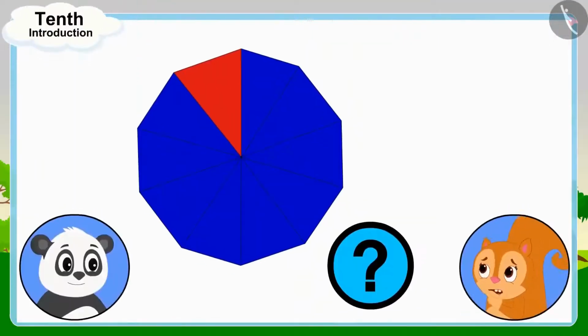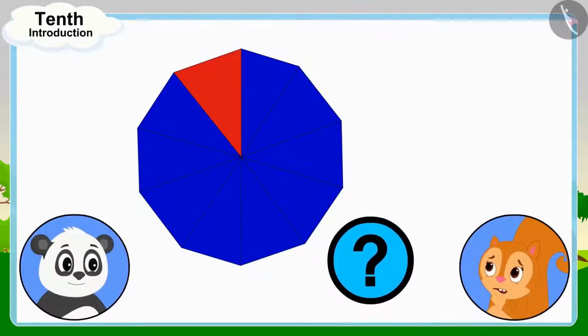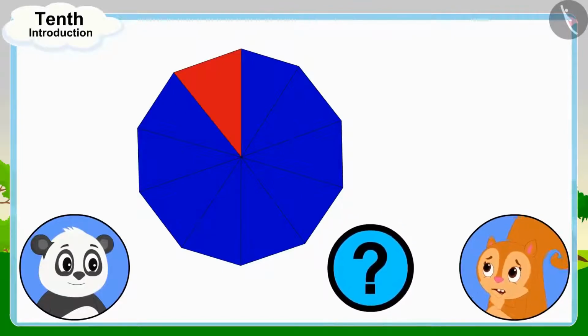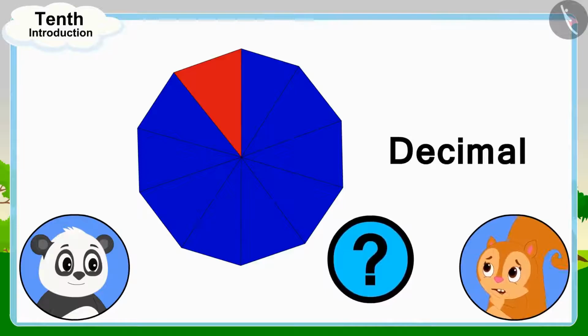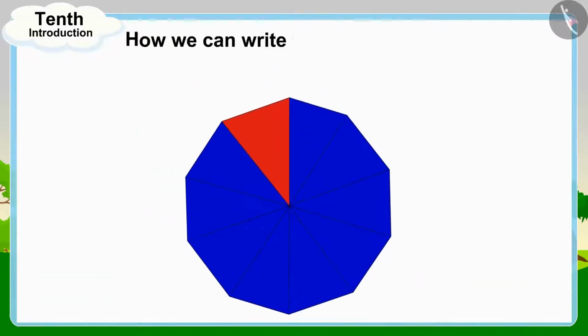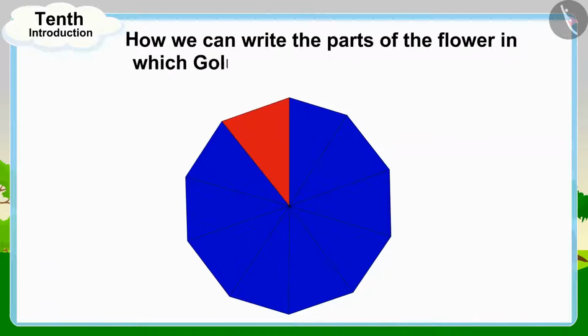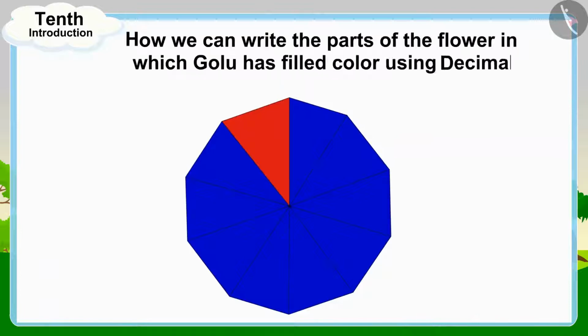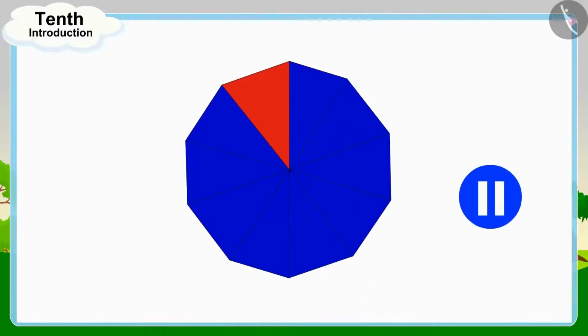Chanda is wondering how she can write the parts of the flower filled by Golu using decimal. Children, can you tell how we can write the parts of the flower in which Golu has filled color using decimal? If you wish to, you may stop the video and think about the answer.